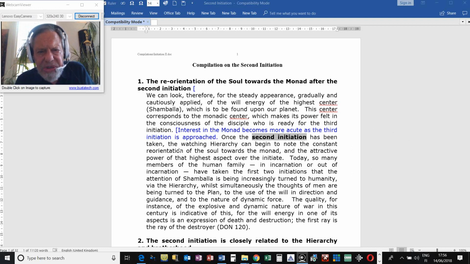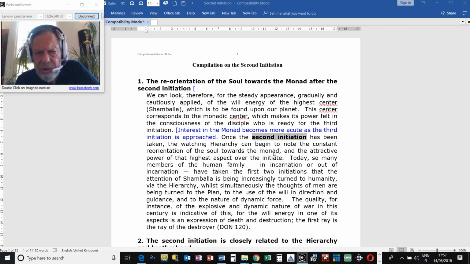So once the second initiation has been taken, the entering of the stream, as it's called, progress is very rapid. At that point, the watching hierarchy can begin to note the constant reorientation of the soul towards the monad. The being on the higher mental plane is looking in two directions, and the soul, let's just call it from a certain perspective the angel of the presence, is beginning to look towards the monad. And so is that part of consciousness which is ours, upon the higher mental plane.